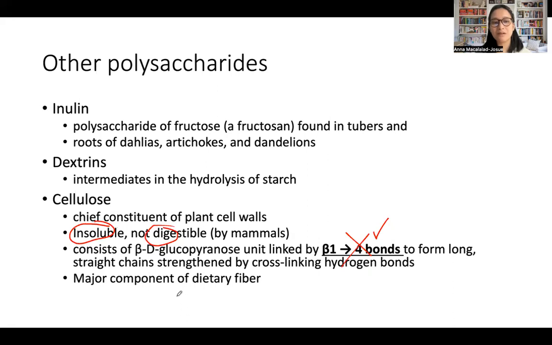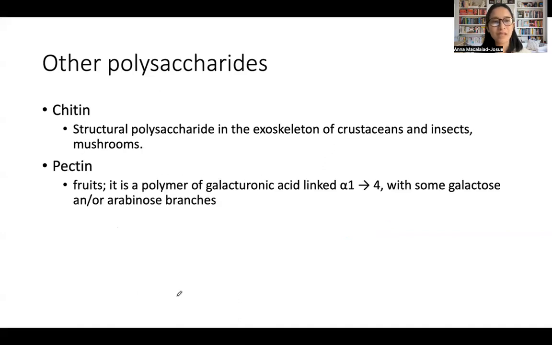So when we eat, let's say you eat a leafy vegetable, the dietary fiber component of that is not absorbed by the body, it's not digested, so it still comes out as fiber. Other polysaccharides, chitin. Chitin is found in exoskeletons of crustaceans and insects. So remember the hard shell of your crabs? That has chitin in it. All right. Pectin is mostly found in fruits. It is a polymer of galacturonic acid linked by alpha-1,4 bonds with some galactose and/or arabinose branches.